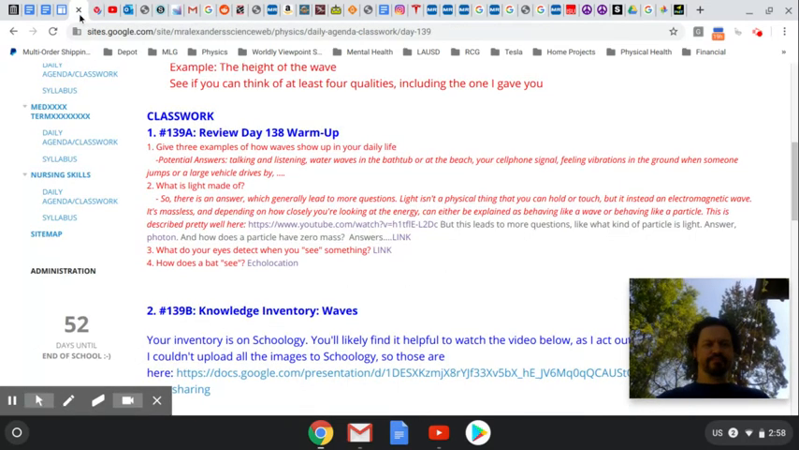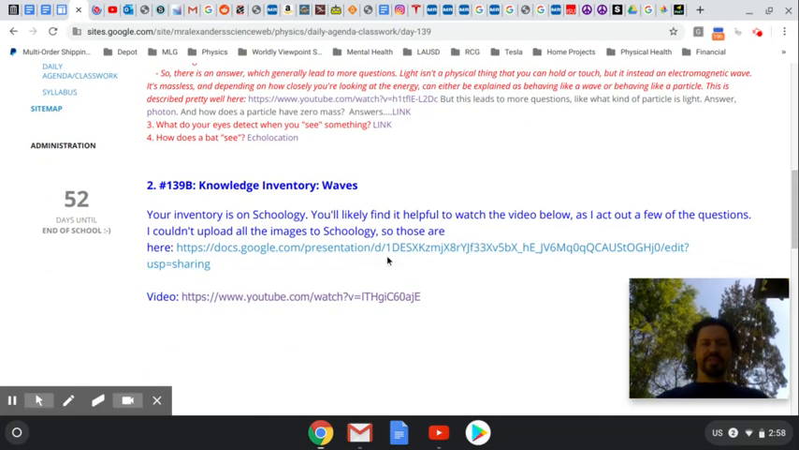Sorry, a little bit short on time. Echolocation is how a bat sees, so that's location via sound, right? And more information about that here. The last thing for today is a knowledge inventory on waves.